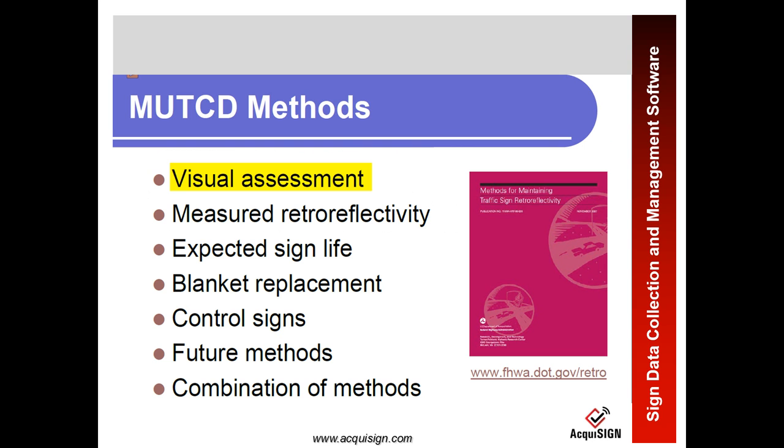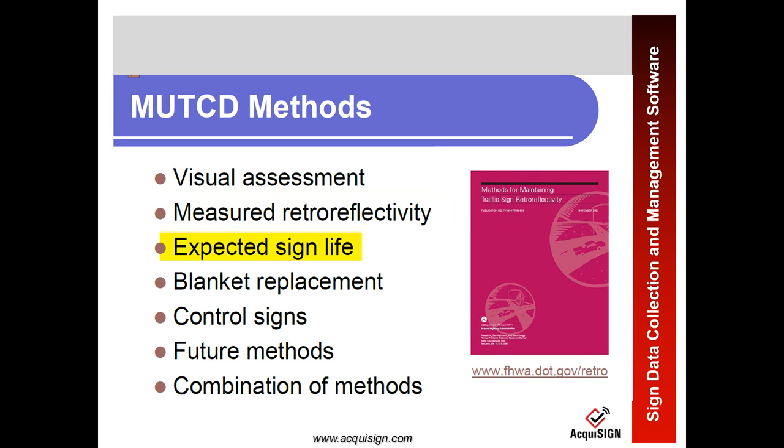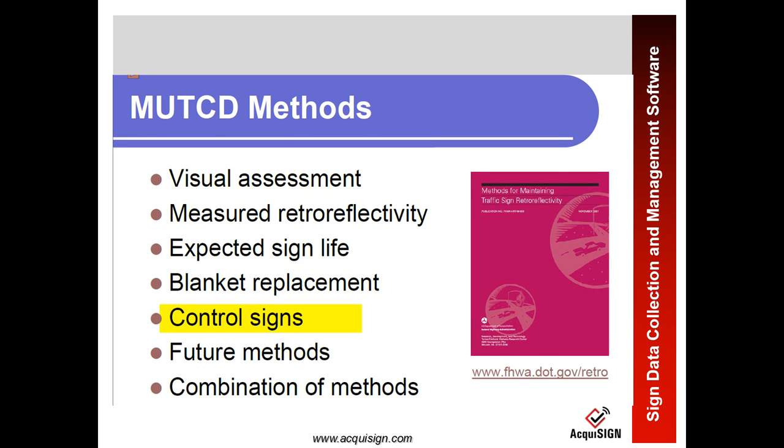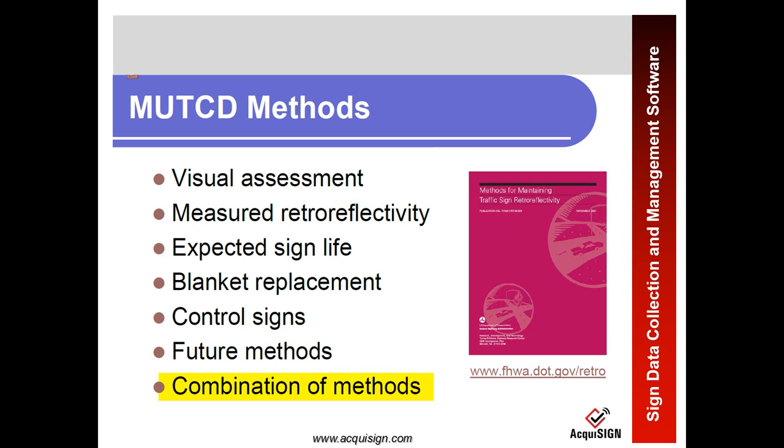This can include retroreflectivity assessment using a visual assessment or inspection method, or measured retroreflectivity. The management portion of the plan may include expected sign life, blanket replacement, or use of control signs. Other future methods can be used as long as they are based on an engineering study, and in some cases a combination of these methods may be appropriate.